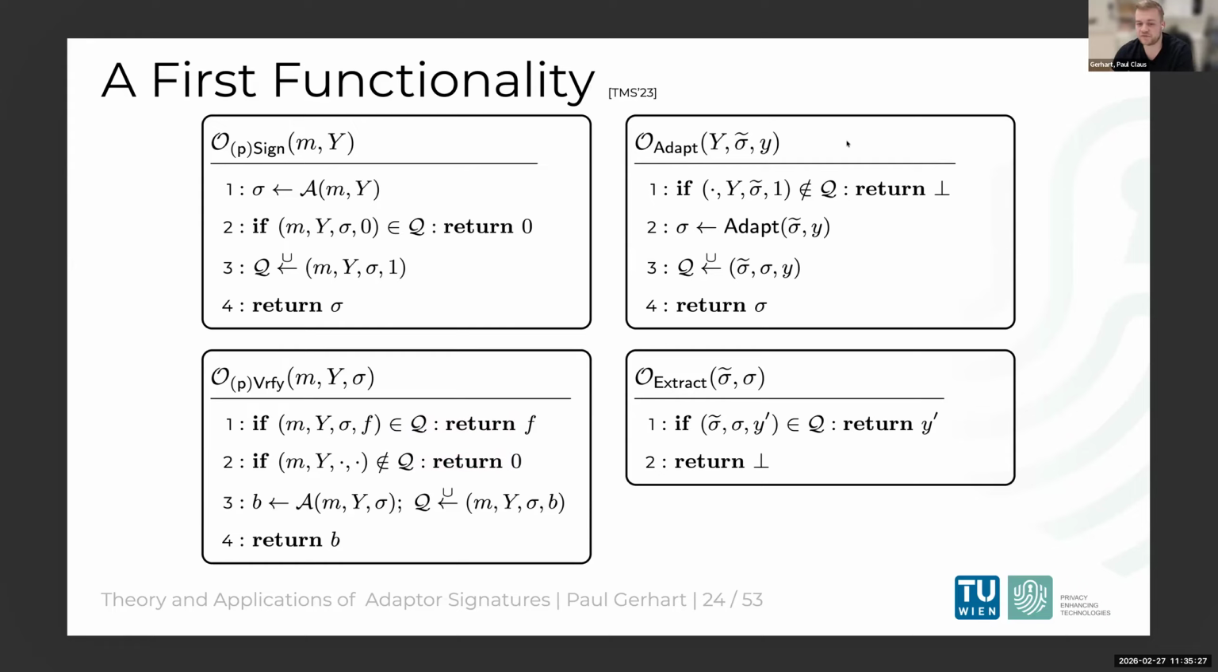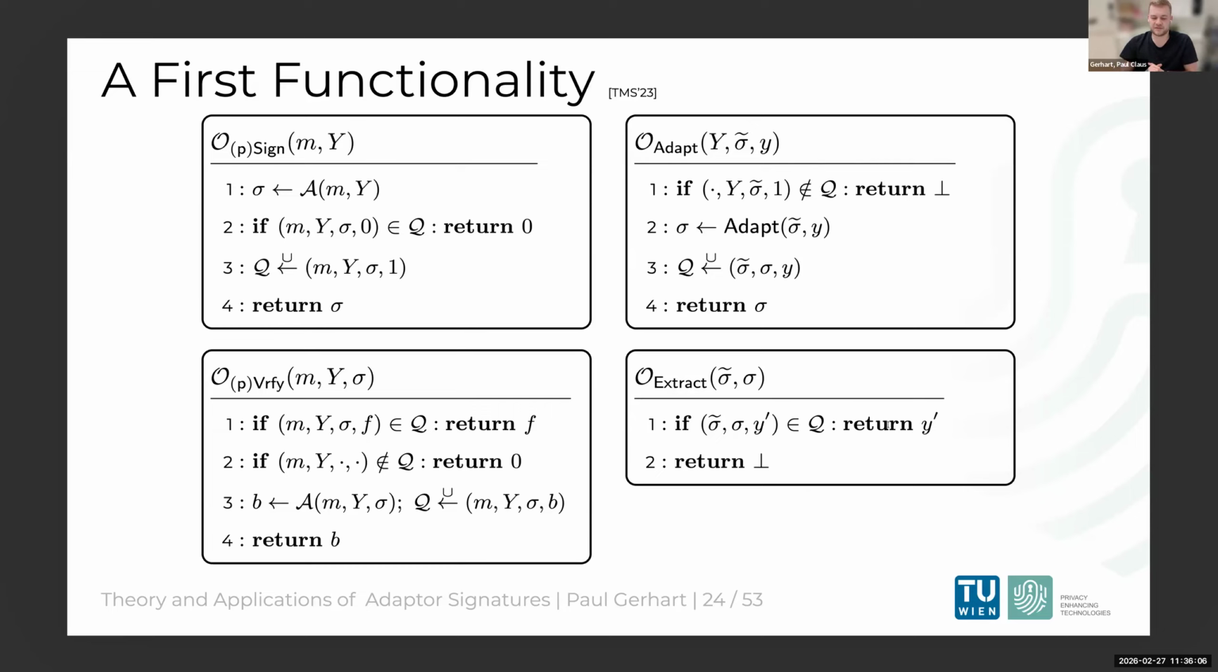Yeah. Then when you want to adapt, the left side here is kind of standard and also used for signatures. That's why I said it should not be too hard to extend this functionality to adapter signatures. Now, if you look at the adapt oracle, what's going on in here is if you have never seen the pre-signature before, simply return an error. Otherwise, run adapt locally and store the tuple pre-signature, signature, and witness in the set Q. Now, if you want to extract, you can simply look if the tuple is in the queue. If it's in the queue, you can return it. Otherwise, you return bot.